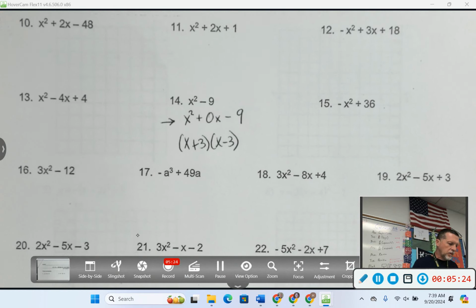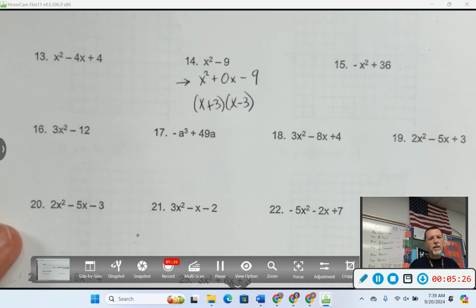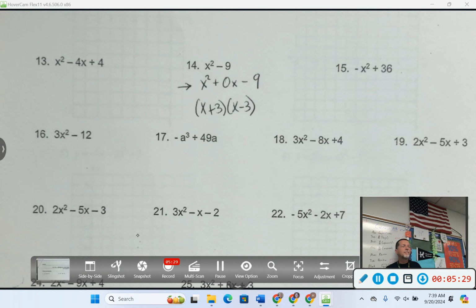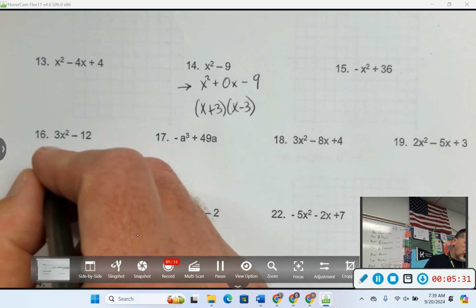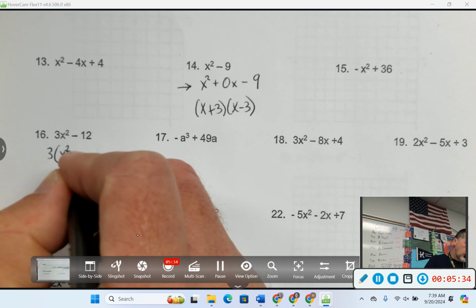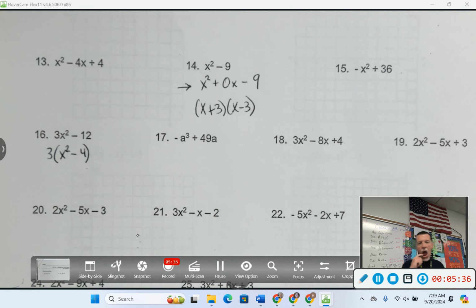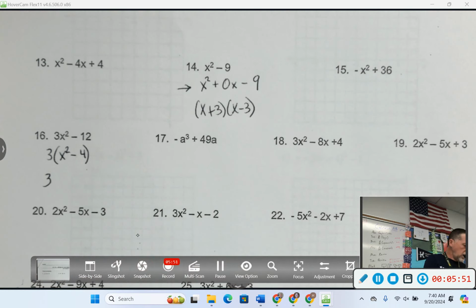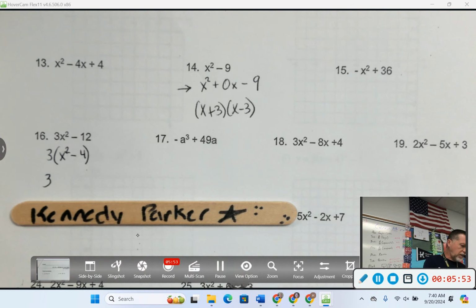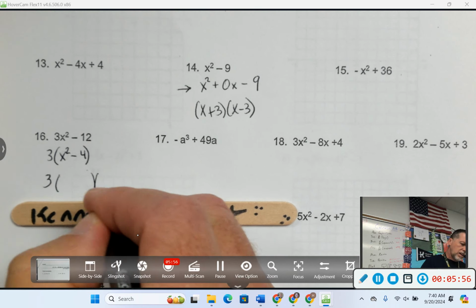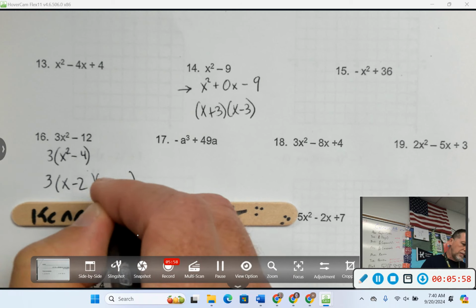15's similar, 16, wait a minute. Can you take out the 3? Yes. Take out the 3, but don't stop there. That would be the mistake that people make on that one. Is like, oh, I factored out the 3. Like, yes, you did, but you are not done yet. 16. Kennedy, what would be the next step on number 16? Factor it out again, X minus 3 and X plus 2. Good.